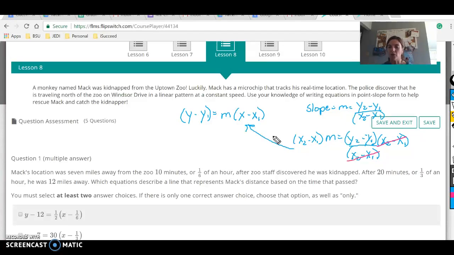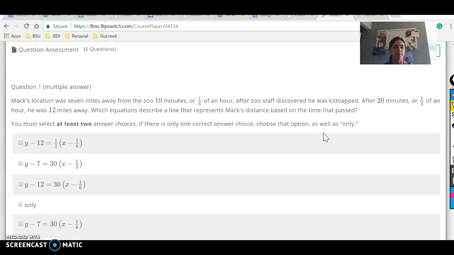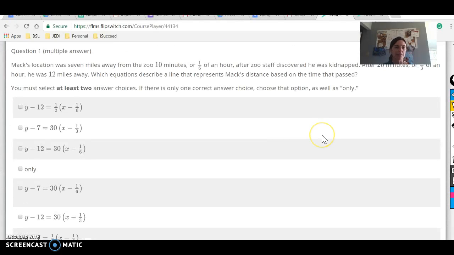Okay, so knowing that, we are now asked to come up with the point-slope equation for a couple data points here. Mac's location was 7 miles away from the zoo at 10 minutes, or a sixth of an hour, and that was after he was kidnapped. Okay, and then 20 minutes later, or a third of an hour, he was 12 miles away.